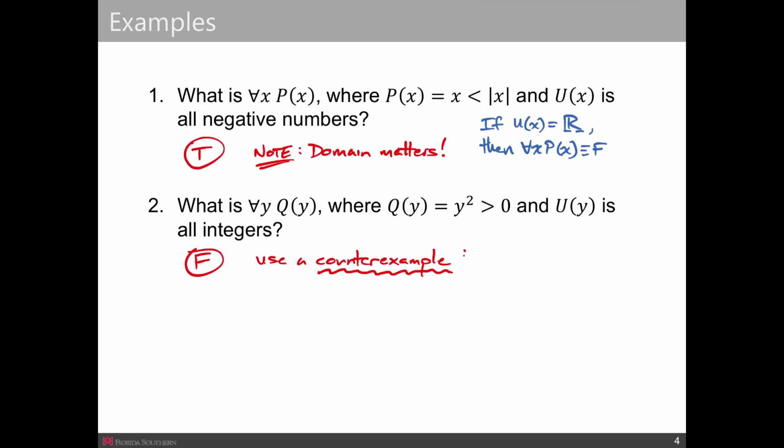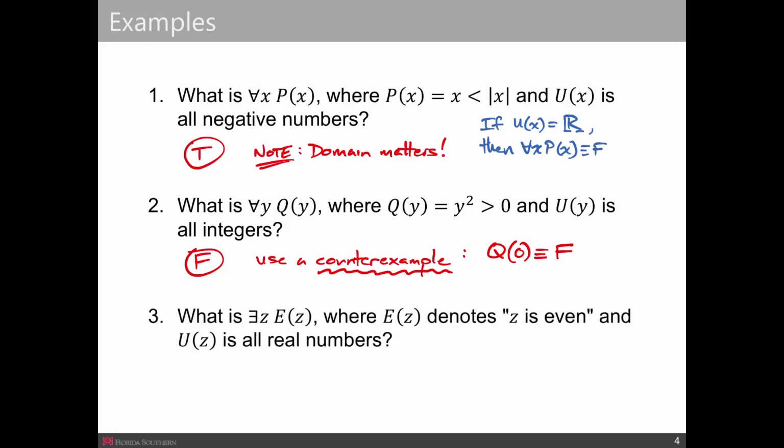So in this particular instance, we can say something like, what about q at 0? Q at 0 is 0 squared greater than 0. That is false. The fact that it's false for that one example means that the universal quantifier must be false as well. Remember that upside down A means that all values of y must make q true.